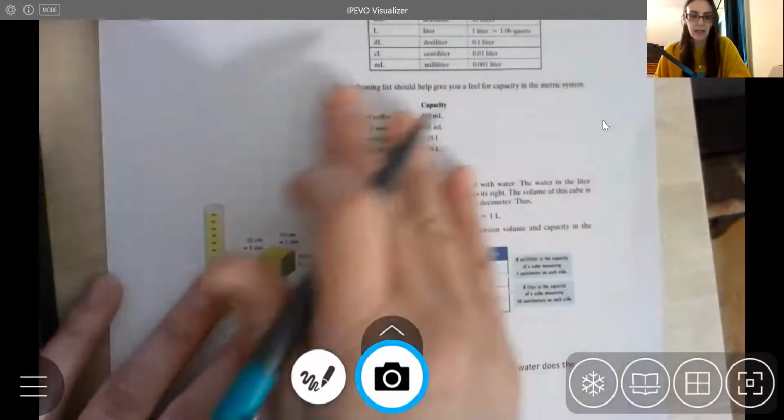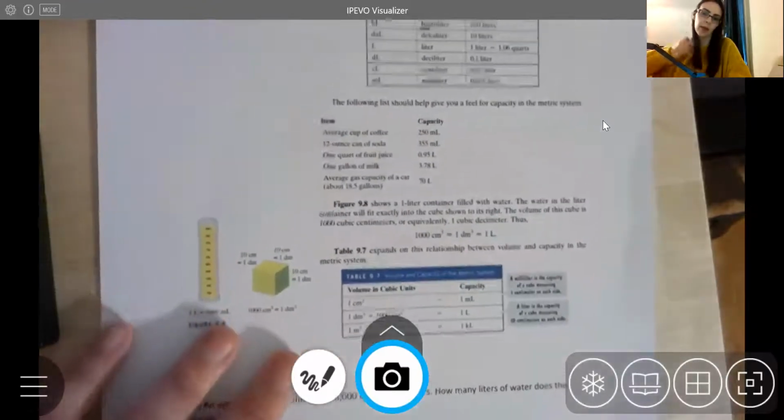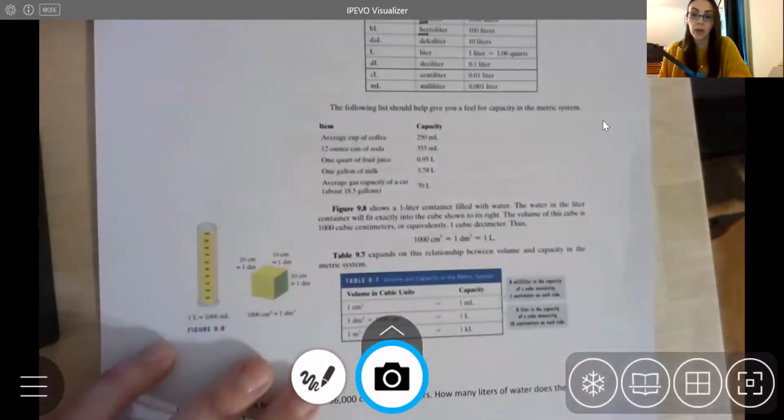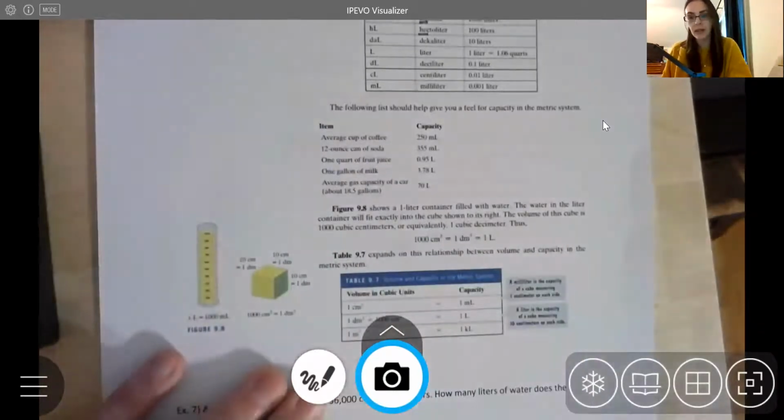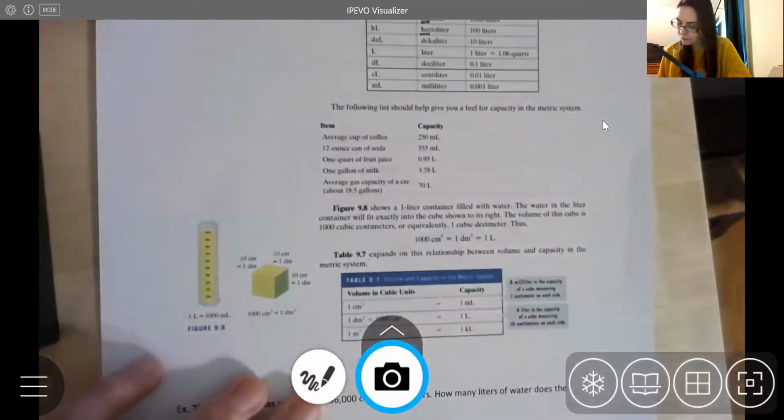And again, just some ideas here, so you have a better understanding. A cup of coffee is about 250 milliliters. A 12-ounce can of soda is 355 milliliters. Just to kind of get an idea.